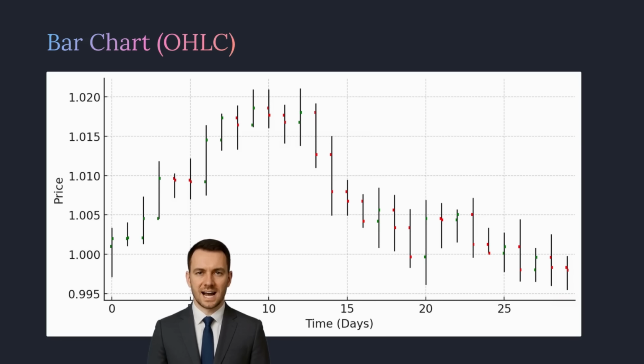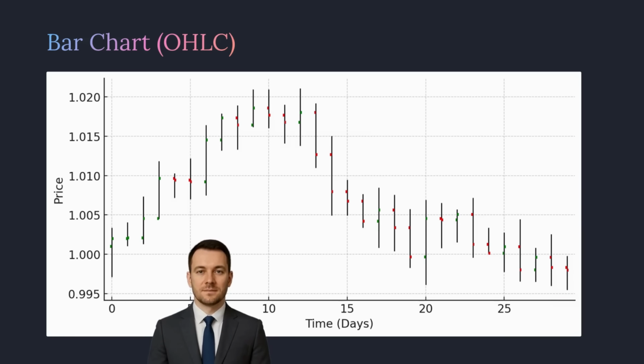If the close is higher than the open, the bar is often colored green or another bullish color, indicating the price rose during that period. If the close is below the open, the bar might be colored red, meaning price fell during that period. This color coding helps you instantly see whether the period was up or down.